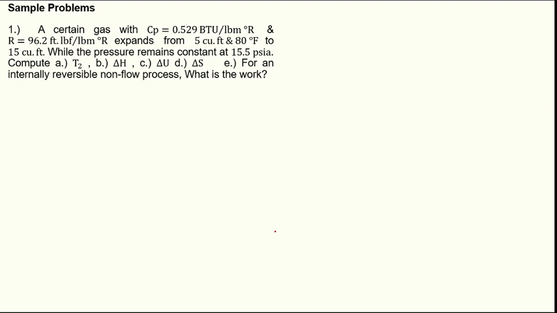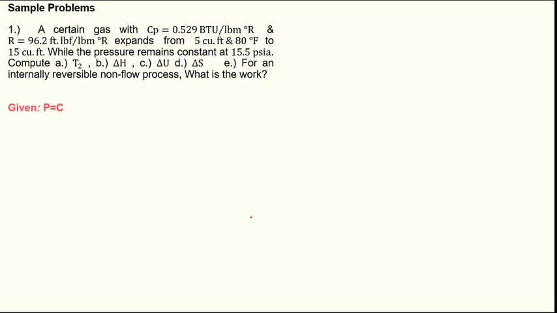Problem number 1. A certain gas with Cp equal to 0.529 BTU per pound mass degree Rankine, and R equal to 96.2 foot-pounds per pound mass degree Rankine expands from 5 cubic feet and 80 degrees Fahrenheit to 15 cubic feet, while the pressure remains constant at 15.5 psi. Compute for the temperature, change in enthalpy, change in internal energy, change in entropy, and for an internally reversible non-flow process, what is the work?